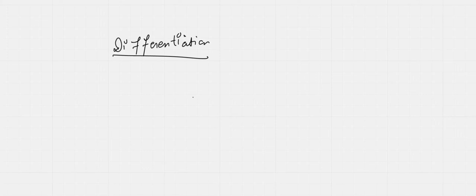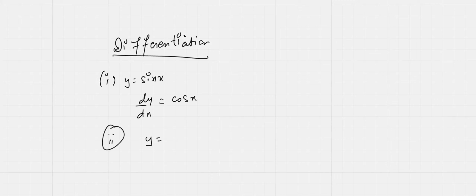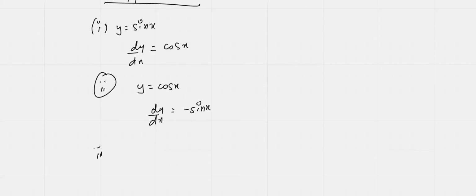Okay, so some important formulas are there. I'll be writing them. If your y is sin x, the differentiation of sin x is nothing but cos x. If it is cos x, it is minus sin x. Clear? These formulas we have to remember. Next is tan x. The differentiation of tan x is nothing but secant square x.